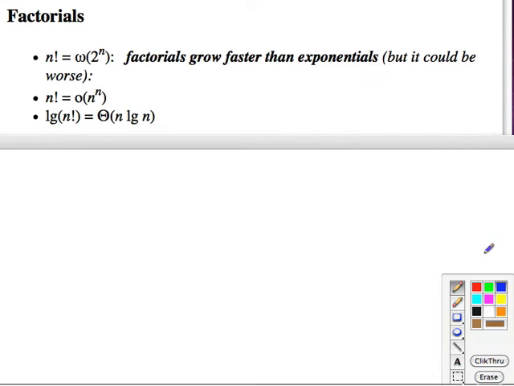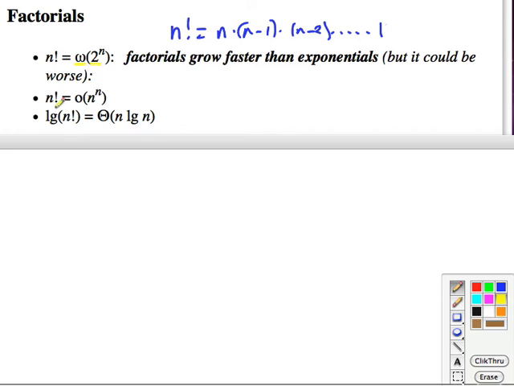Next, we'll look at factorials. Of course, you remember that n factorial is n times n minus 1 times n minus 2 times ... times 1. And factorials are pretty bad. If they show up in analysis, it's not good news for the efficiency of an algorithm. They grow faster than exponentials. In other words, this is little omega, which is the flip side of little o. A factorial grows strictly faster than 2 to the n, which is already really bad. You don't want algorithms that are 2 to the n. This is even worse. But there are even functions that are worse than that.